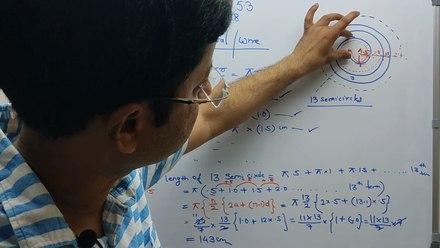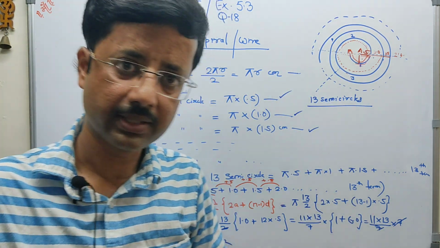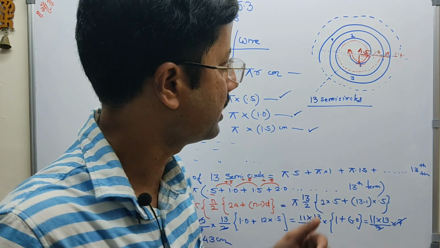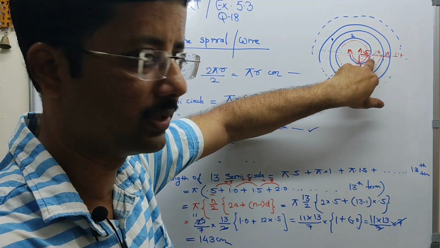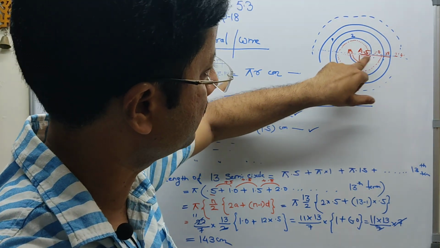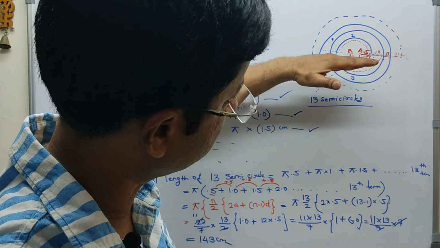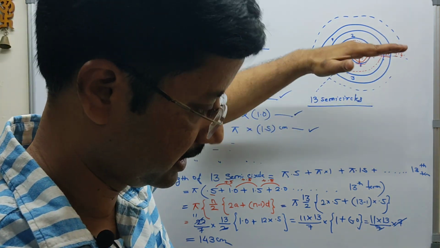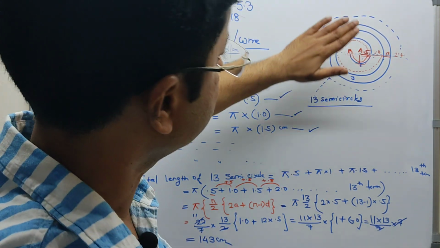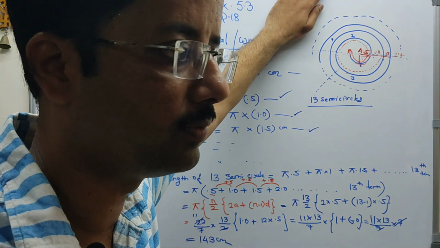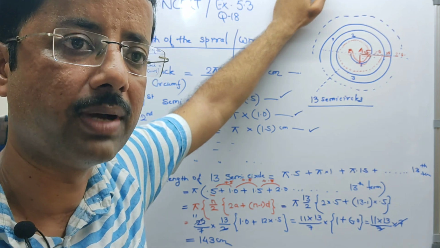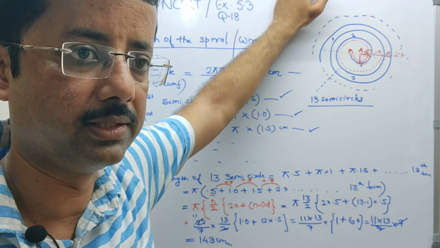So when the circle size increases, it is obvious that the radius of the circle will also increase. How much it is increasing is given: every time the radius increases by 0.5 centimeter. So 0.5, 1, 1.5, 2, like this the radius of the semicircle is increasing. Now the question says that there are a total of 13 semicircles of that type, formed for making the spiral.